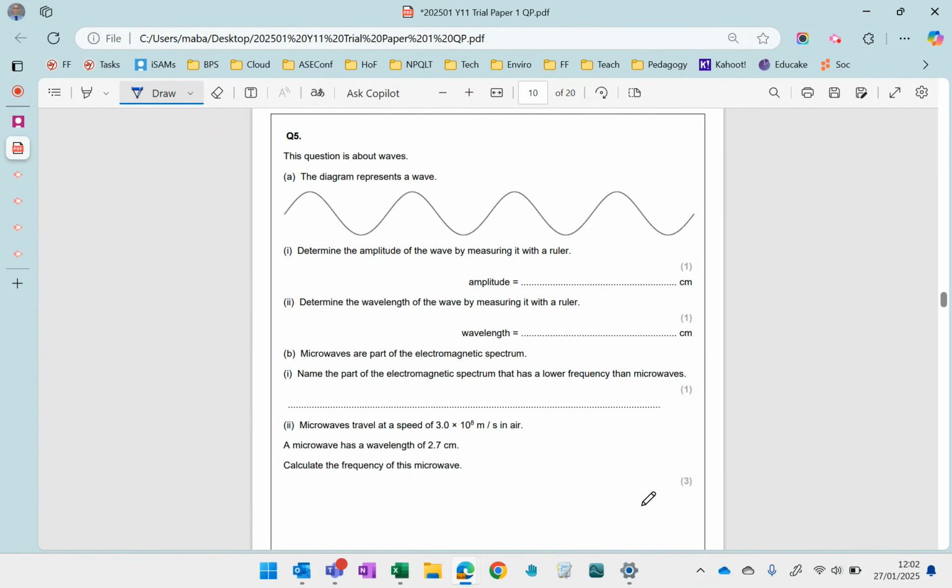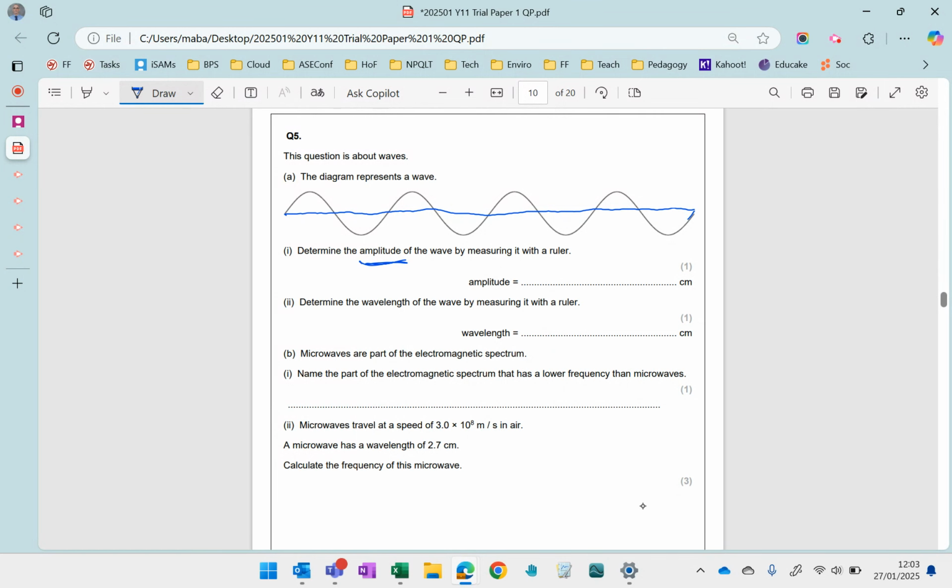Alright, so we're moving on to P3, which is about waves. Determine the amplitude of the wave by measuring it with a ruler. Okay, now it's helpful if you do a construction line for this, right? Oh, mine's a bit wobbly, sorry, I'm trying to draw this on a computer.